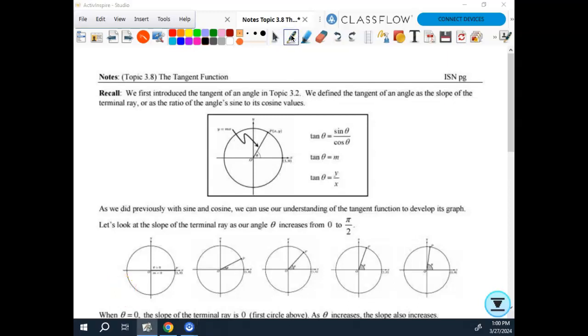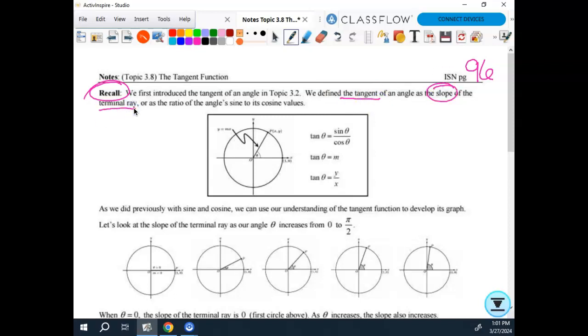This is on page 96 when we're done. Okay? So recall means we already know this or we've already talked about it, right? It says we first introduced tangent in 3.2. We actually did it before that. But one of the things that was introduced to us in 3.2 was one of the ways we look at tangent, with tangent being the slope of the terminal ray.